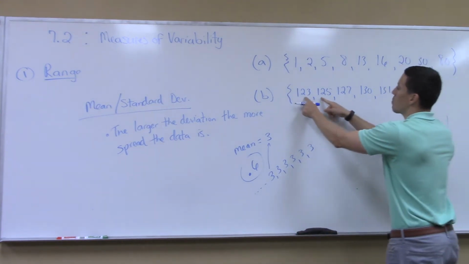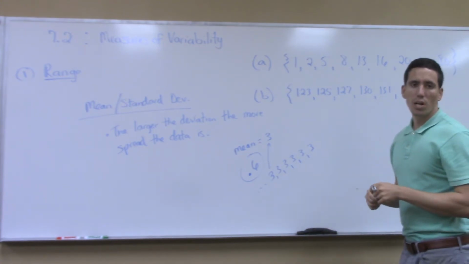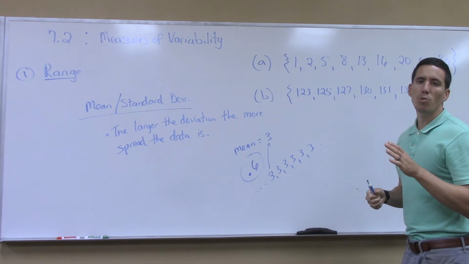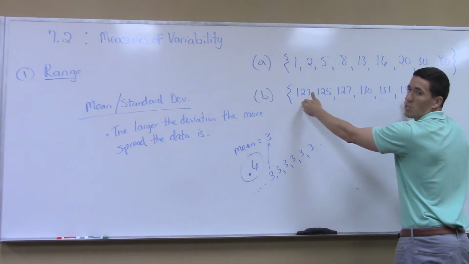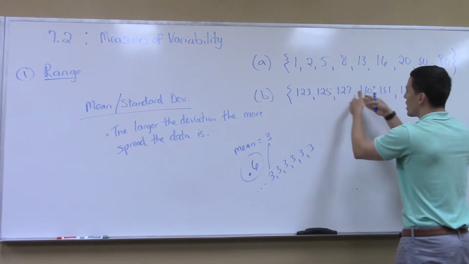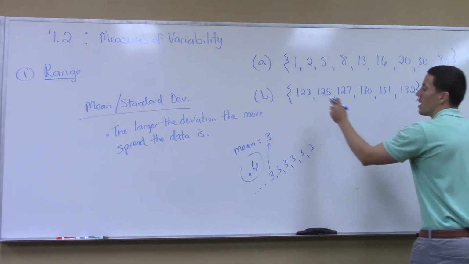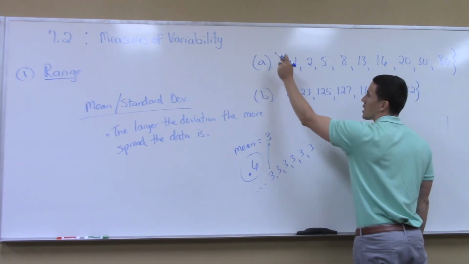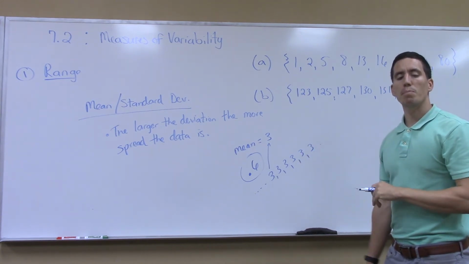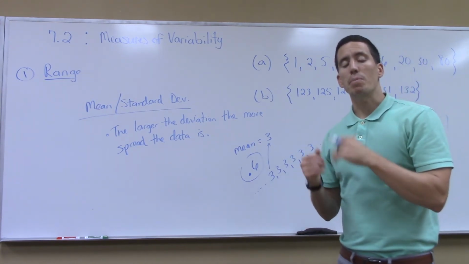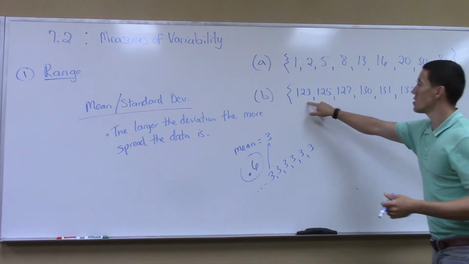The fact that these numbers are much larger than these numbers has nothing to do with the deviation. The deviation is only concerned with how far they spread apart. So these are only spread from 123 to 132, the range is much smaller, and the values in here are clustered much closer together. So if we calculated the deviation of set B and compared it to the deviation of set A, A would have a much bigger deviation, a much bigger spread than set B. However, if you were to talk about the mean, the average, set B would have a much larger mean because these numbers are a lot larger.